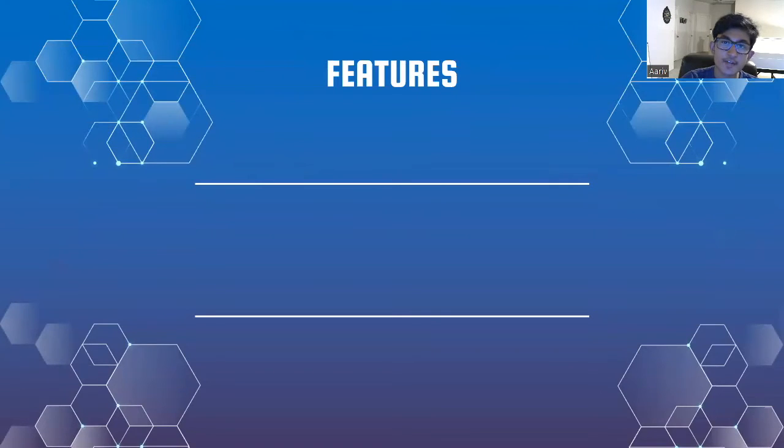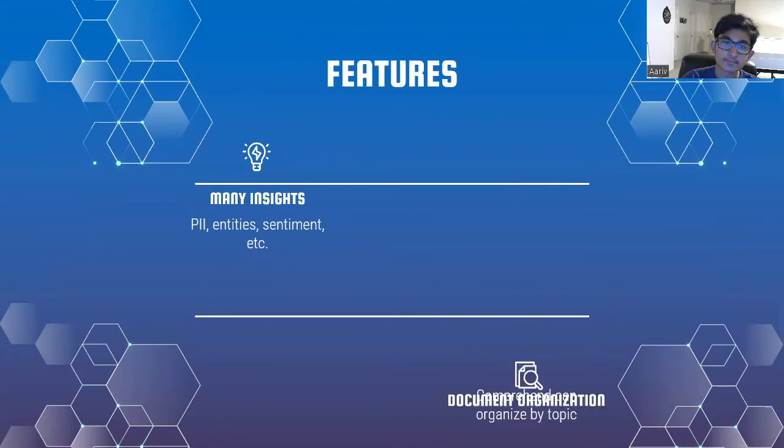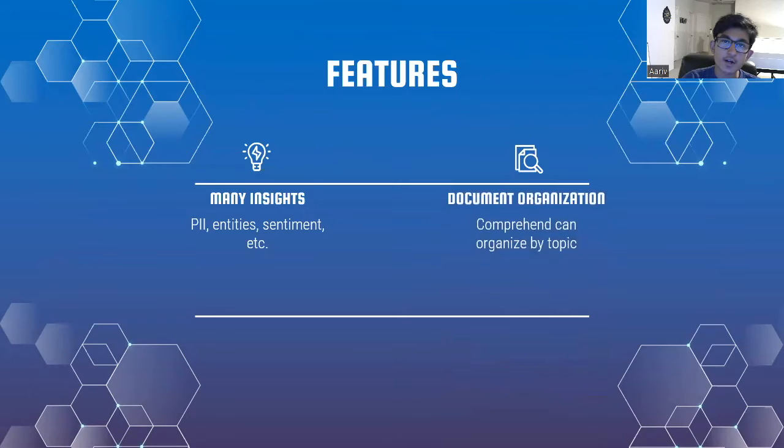Now, some of the features of Amazon Comprehend. For one thing, you can see many different insights from Amazon Comprehend alone. You can extract PII, you can identify entities, the sentiment of the text, etc. You can also organize documents by topic. So for example, if you're receiving hundreds of applications for a job, then you can sort each applicant's resume by maybe where they went to college or university, or maybe how many years they've worked in the industry, what previous companies they've worked at, etc.